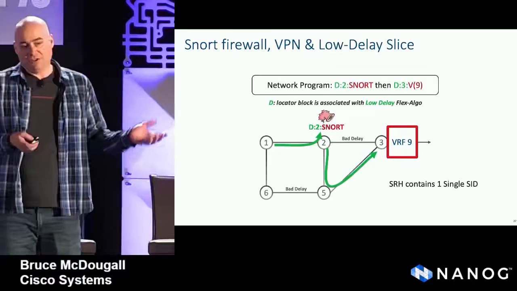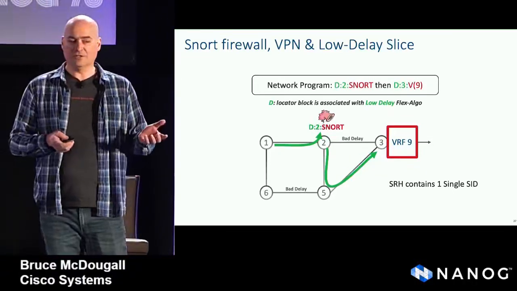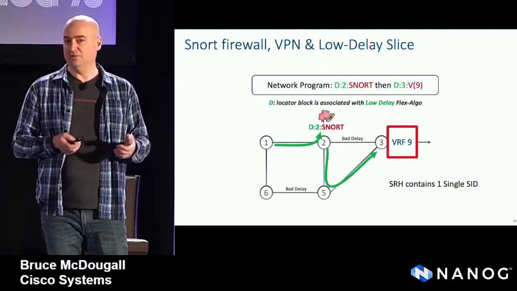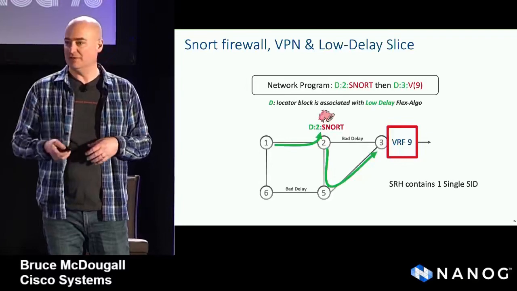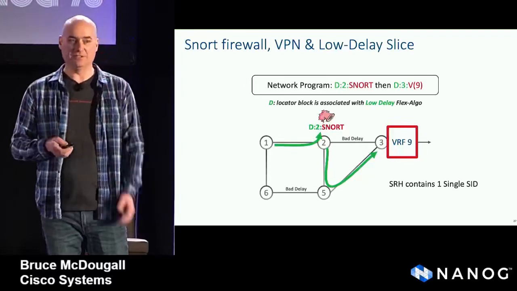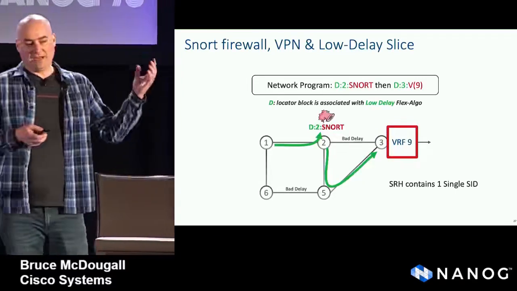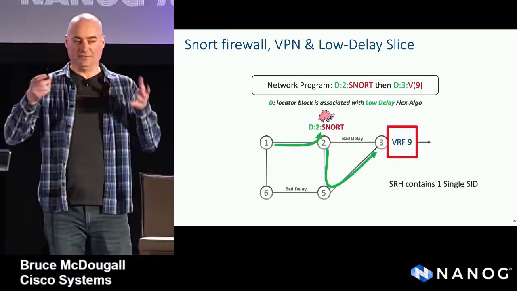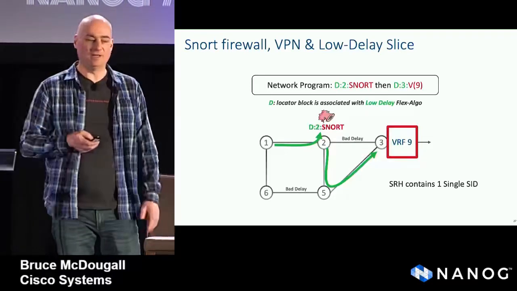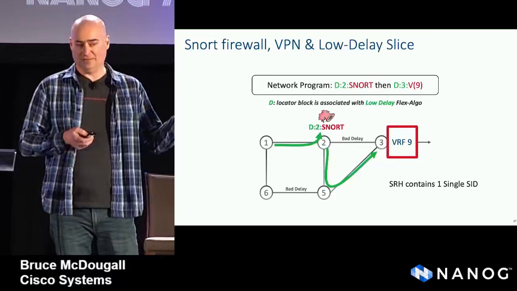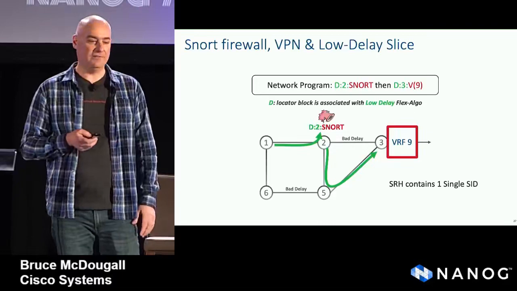So the first SRH, and we're still working within the D block because we want low delay. The first destination address is D:2, and then the bits to finish out the 128 bits that says send it to this snort node that's hanging off of router 2. The packet comes back after inspection, and the D:3 SID has been promoted to the destination address, and it takes the low latency path from 2 to 3, which happens to be via 5.